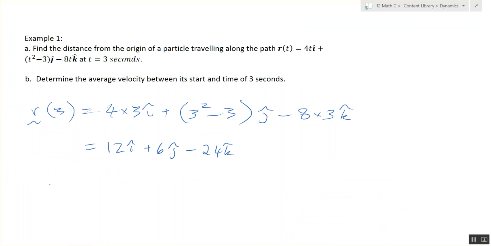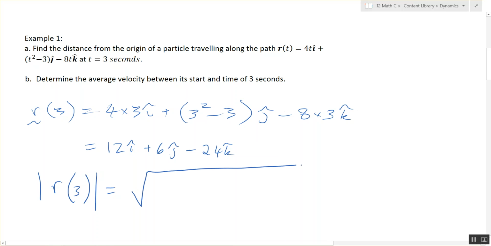Alright, did you find it? Wait, I'm copying this down. The magnitude of the displacement gives us this distance.